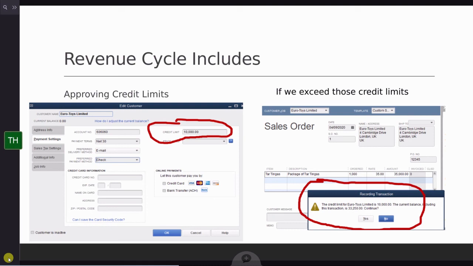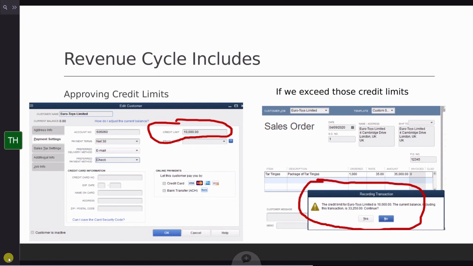So if we were to go into that sales order and type in 1,000 ordered units, let's say we misunderstood it and put in 1,000 units, as you'll see there, we might get this error message that says, hey, this exceeds their $10,000 credit limit. Now, this is what's called a soft stop. A soft stop means we've put this in the system. It allows us to say, do you still want to continue?